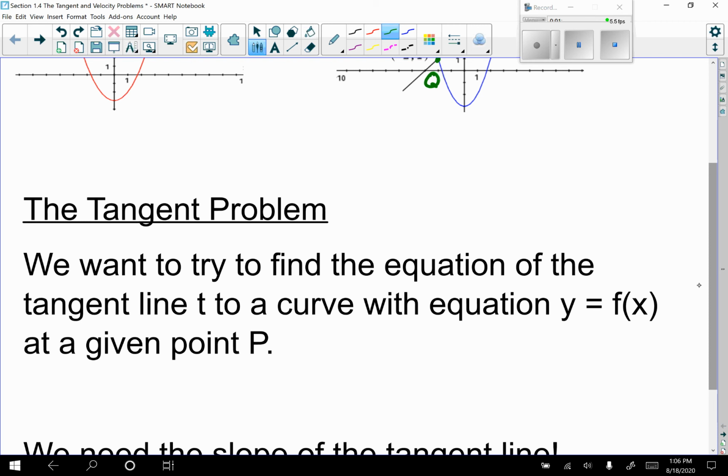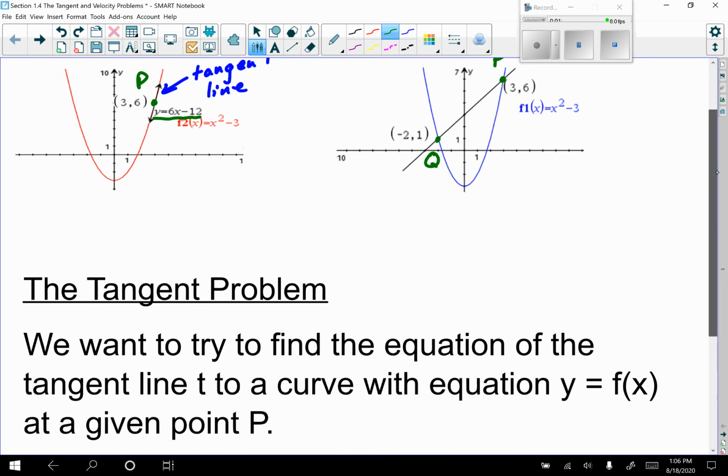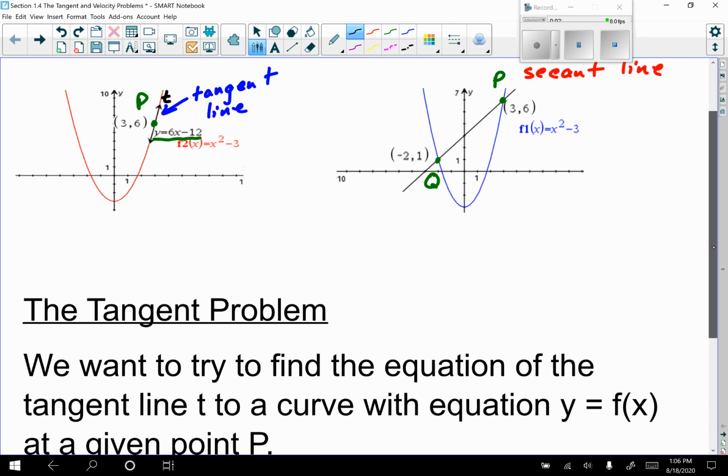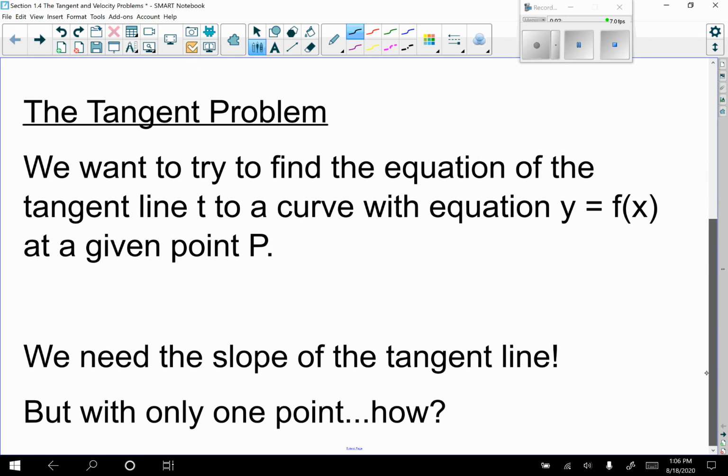We want to try to find the equation of a tangent line T to a curve with equation y equals f of x, at a given point P. Tangent lines are always just going to be linear. So this tangent line right here is T. And again, the calculator gave me the equation. We're going to figure out how that was possible. In order to find the equation of any line, and in this case a tangent line, we need the slope of the tangent line. We have the point where the line is tangent to the curve, but we need the slope. But with only one point, how do we do that?